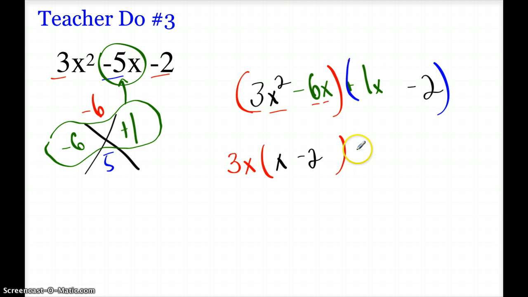Nothing. So they at least get a positive 1. At the very, very least, they always get something. And the leftovers should be x minus 2. Now, these two items that are left should match.